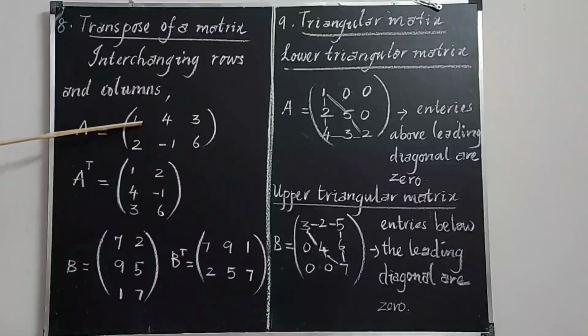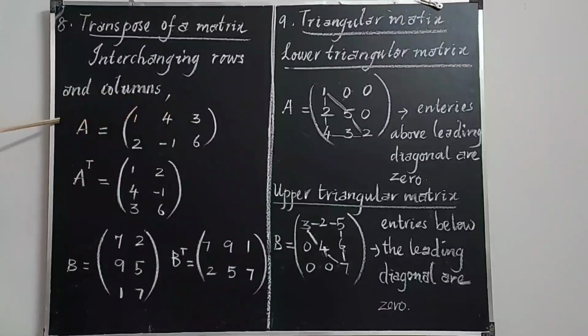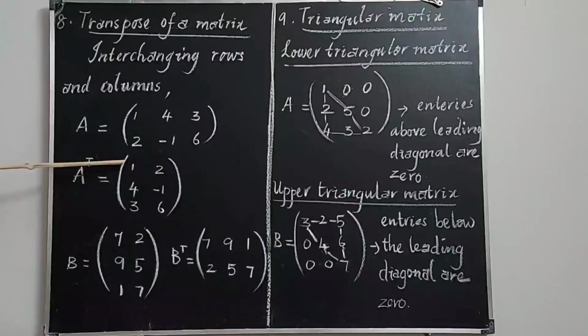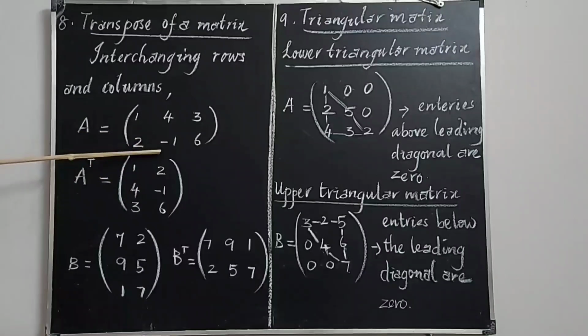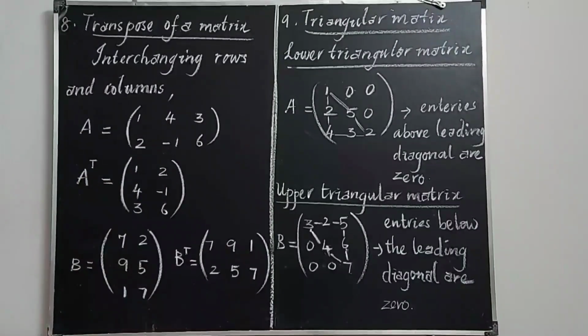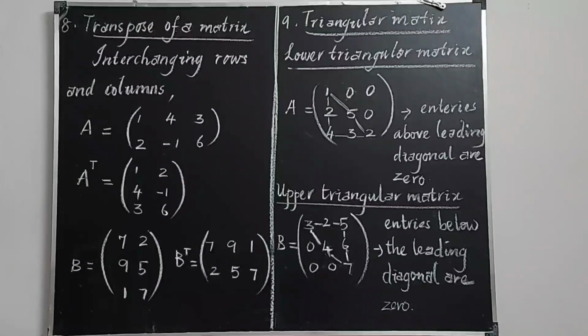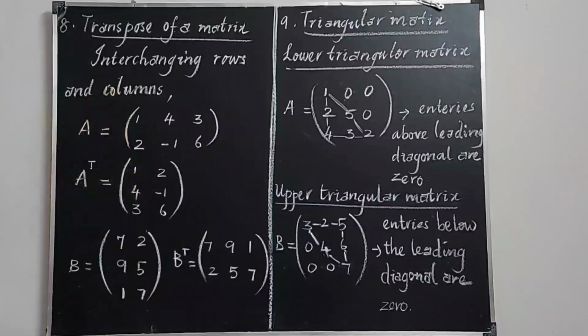Just write the row as a column. 1, 4, 3, which is in the first row of matrix A, will be changed into the first column, 1, 4, 3. And look at the second row, it becomes the second column here. This is known as the transpose of a matrix. How do you get the transpose of a matrix? Just by interchanging the rows and columns of the given matrix.